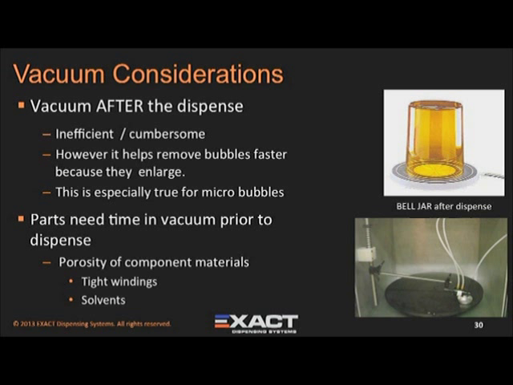You can also consider vacuum after the dispense, though this can be inefficient and cumbersome. It does work, however, and will quickly remove bubbles from your part. This can be critical, as an example, if micro bubbles are a concern. Sometimes you may put parts under vacuum before using them to get rid of unwanted vapors, such as solvents that might be in the components of the part.